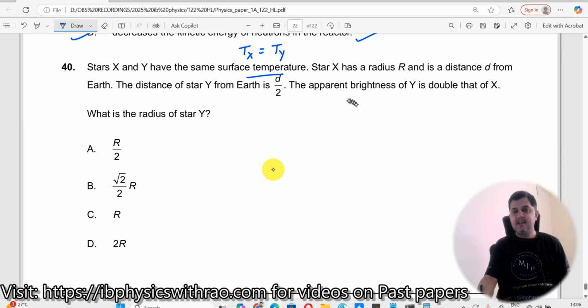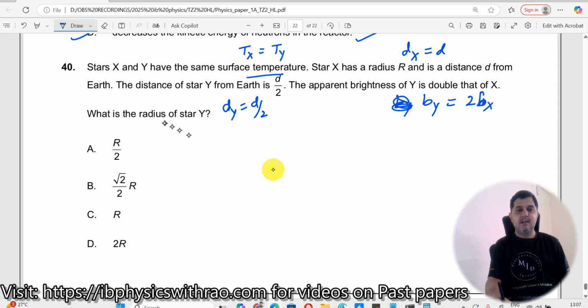So dY is equal to D by 2, and I'll write dX is equal to D. The apparent brightness of Y, BY, is double that of X. What is the radius of star Y? Here it is R, and I do not know the value of RY. That's what we need. This is a problem on astrophysics, which you already know.